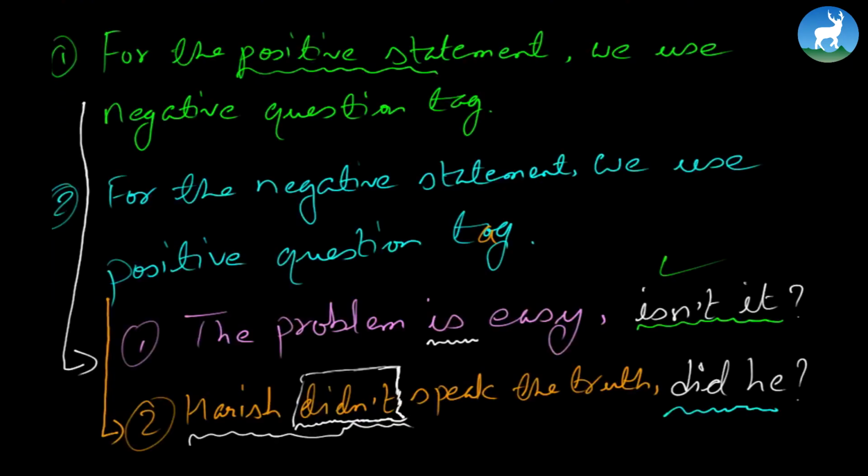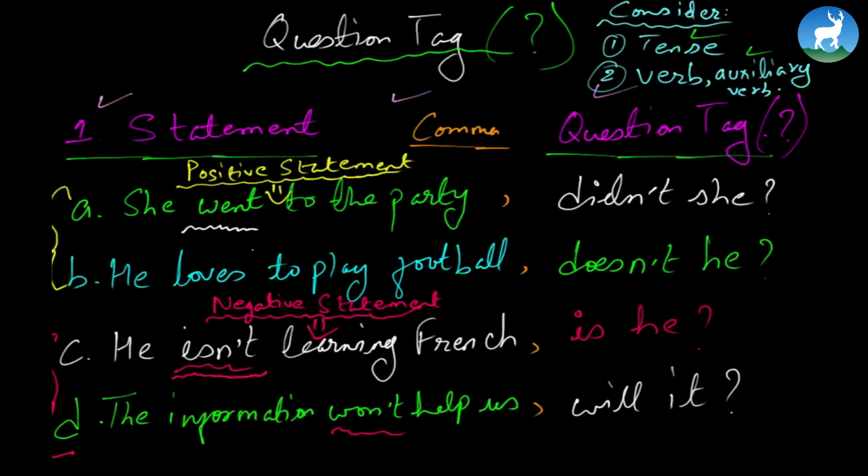All right. Now, one more thing to consider. Whenever you add a negative question tag to a positive statement, you expect the answer yes. Hey, so you went to the party, didn't you? Yes, you went to the party. So you expect the answer yes. Whenever you add a negative question tag to the positive statement, again, you're expecting the answer yes. Hey, he loves to play football, doesn't he?